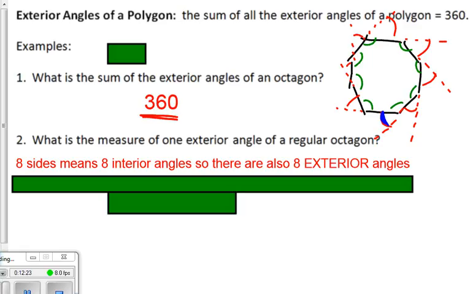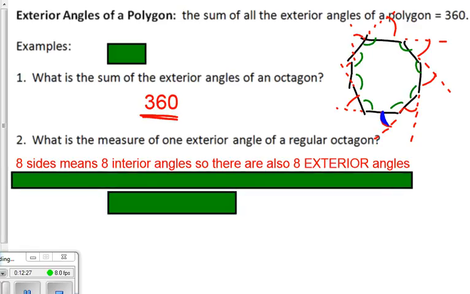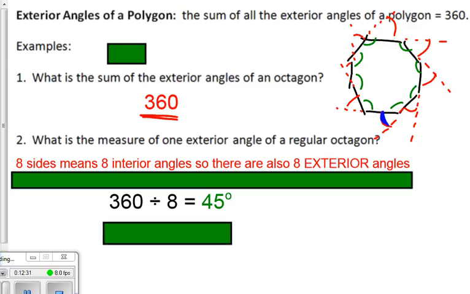And if I know that there are 360 degrees when we add up all of our exterior angles, and that there are 8 of them, I can do 360 divided by 8. So each one is going to be 45 degrees. So this blue piece is 45 degrees. This one is 45. This one, this one, this one. All of these are 45 degrees in a regular octagon.